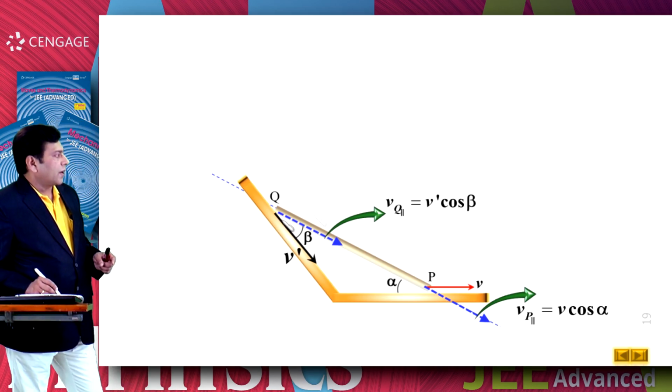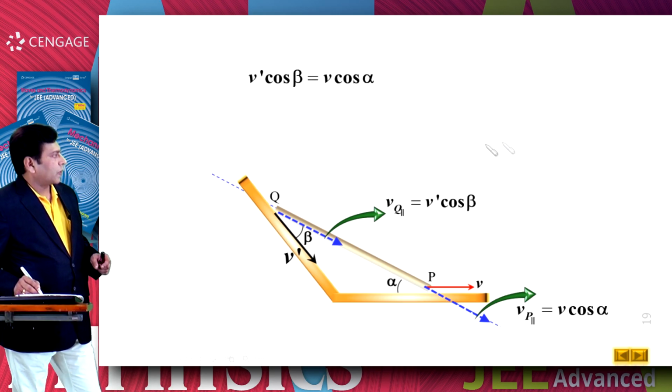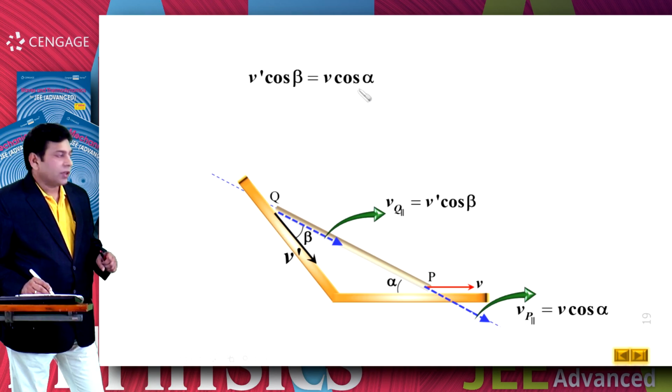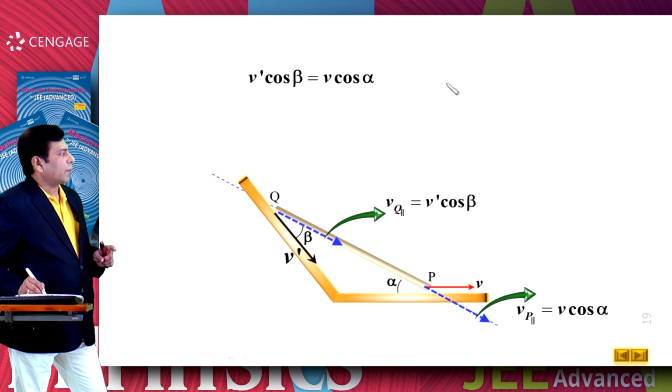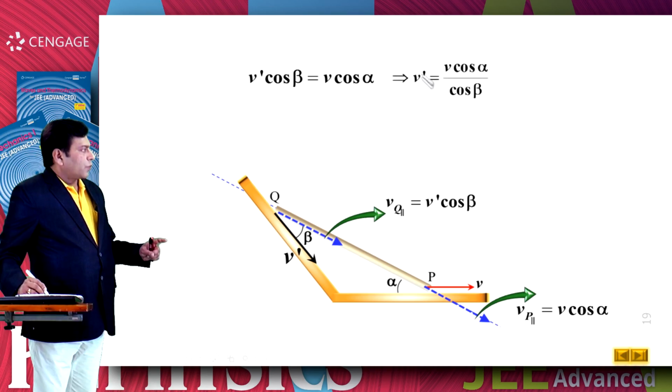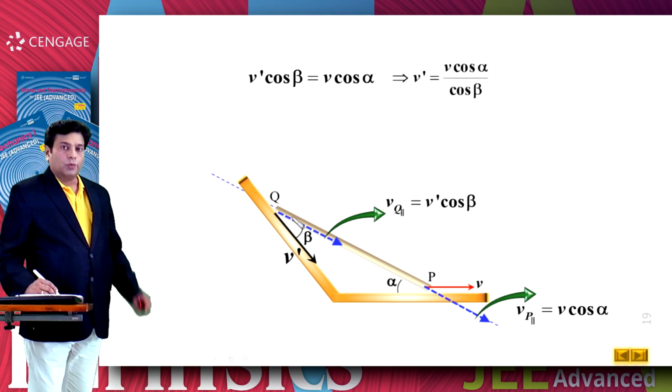For this, we can write here V dash cos beta should be equal to V cos alpha. We can rearrange this equation to get the value of V dash, and V dash equal to V cos alpha divided by cos beta. This V dash is velocity of end Q.